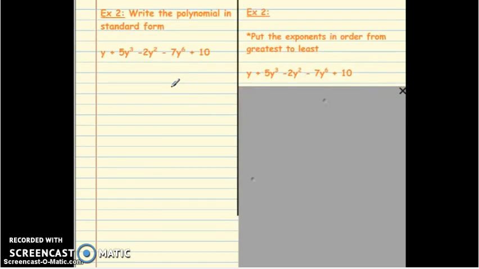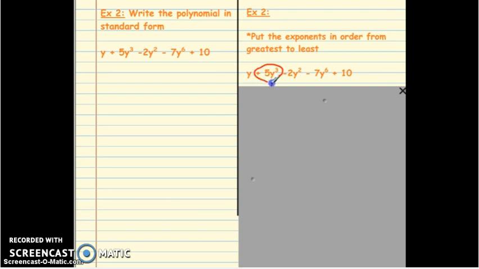Alright, example number 2, we're going to write these polynomials in standard form. So if we have the polynomial y plus 5y cubed minus 2y squared minus 7y to the 6 plus 10, we want to write this as mathematicians are supposed to, in standard form, which means putting them in order from greatest to least of the exponents. So the greatest one is right here.